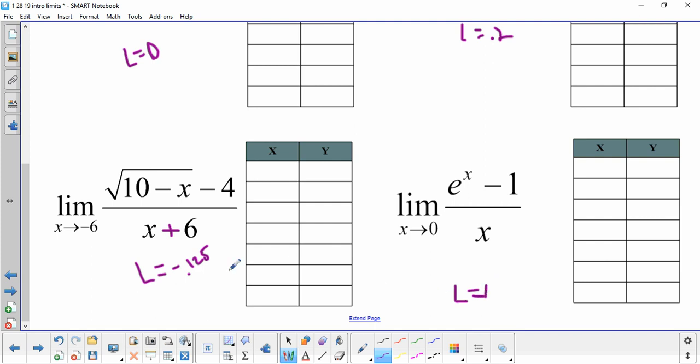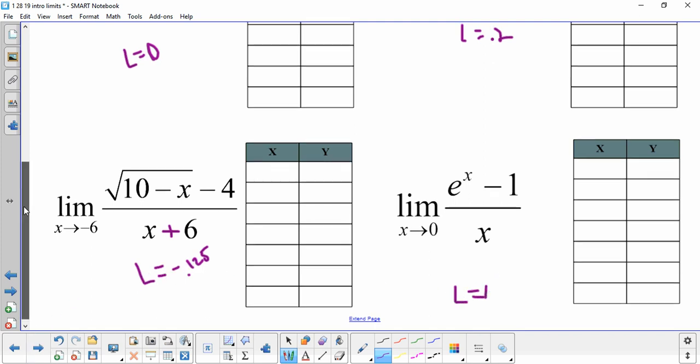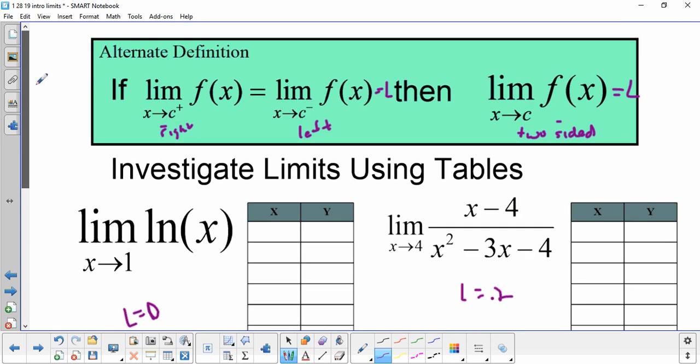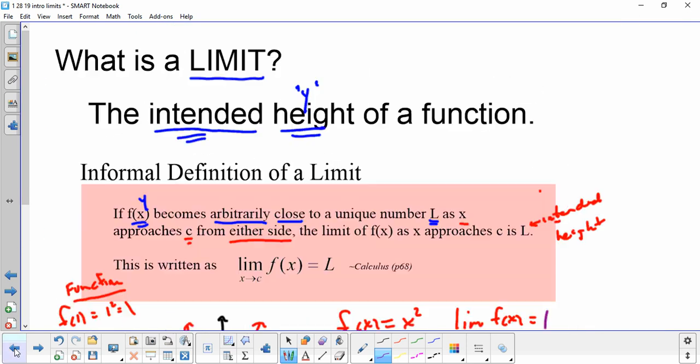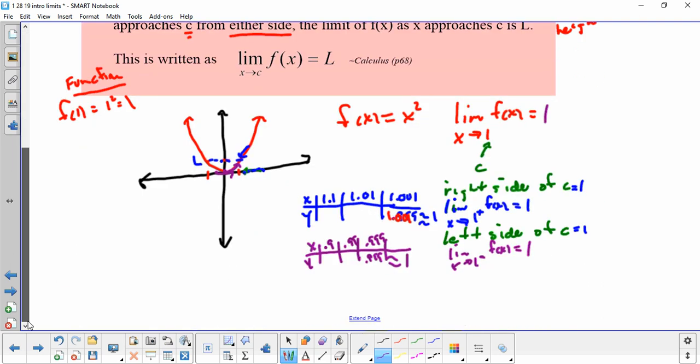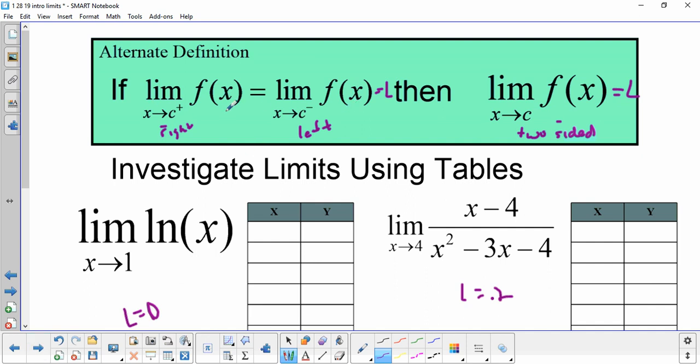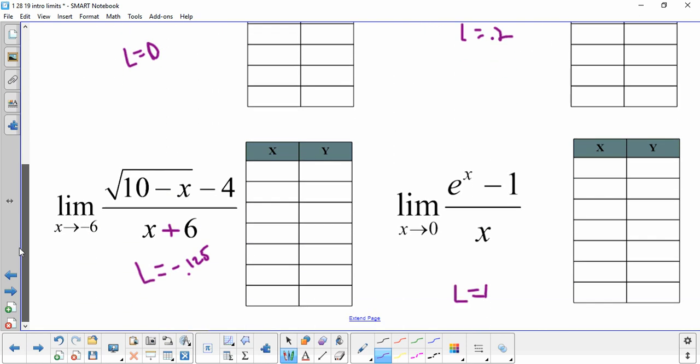And so that is how you can solve limits numerically, because we are using the definition of a limit. We're finding a y value. That's what a limit is: when it becomes arbitrarily close to a unique number L as x approaches c from either side. We are essentially asking what's happening to the right and to the left side of c. Are these values approaching the same value? If they are, that's L. This is different than the actual value, because the actual value may or may not exist depending on the function you have.